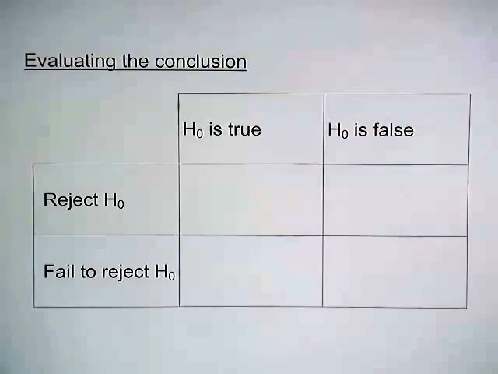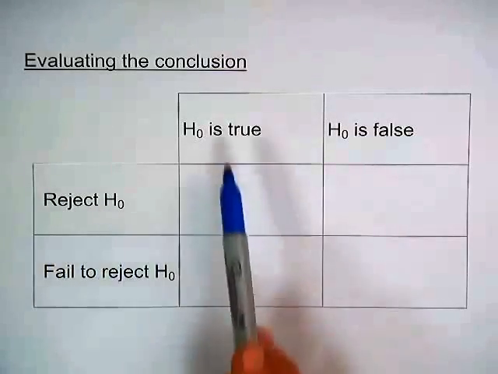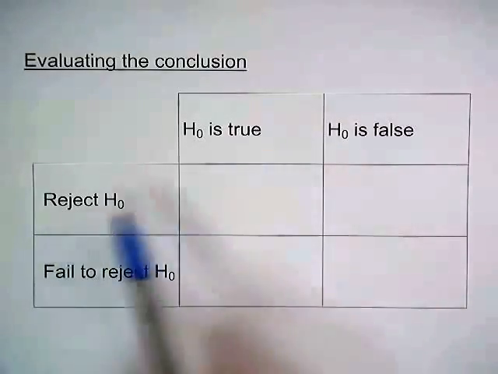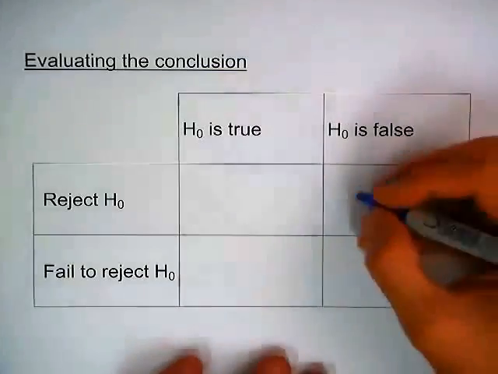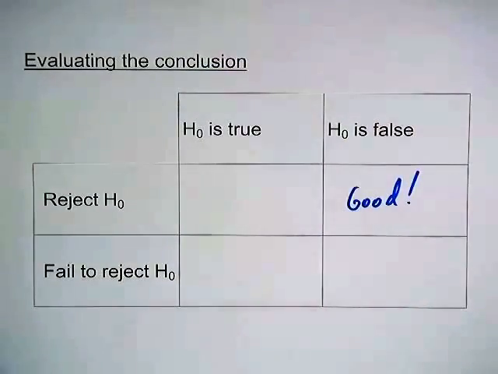So we want to first of all think about what the good outcomes are. So if we start with reject the null hypothesis, do we want to reject a true null hypothesis or reject a false null hypothesis? Well, of course, we want to reject something that's false. So this is a good outcome.